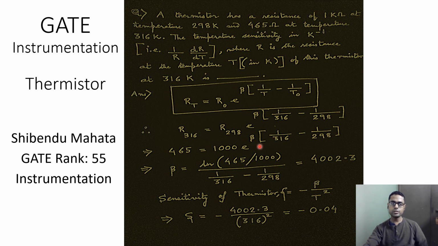So this is a pretty simple problem which tested our understanding and memory of the equation R_T equals R naught e to the power beta into (1 by T minus 1 by T naught), and then the sensitivity equation of a thermistor. This is the dynamic sensitivity of the thermistor, which is equal to negative of beta by T square. Simple problem, 2 marks. Hopefully you can easily solve this sort of question.